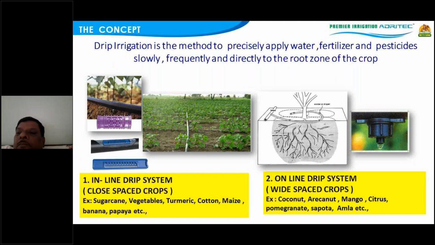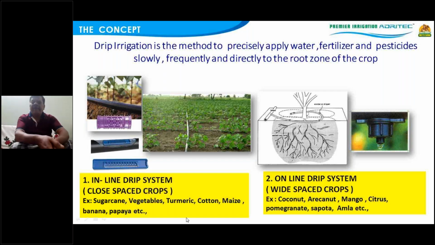So this is the context of the efficiencies. Now what is drip irrigation? Drip irrigation is a very precise method to apply water, fertilizer and pesticides slowly, frequently and directly to the root zone of the crop. Please note the words, you have to apply it slowly, frequently and directly to the root zone of the crop. So basically when we look at the classification, we have two basic types of irrigation system based on the spacing of the crops.